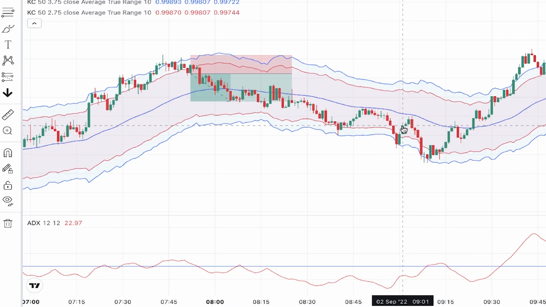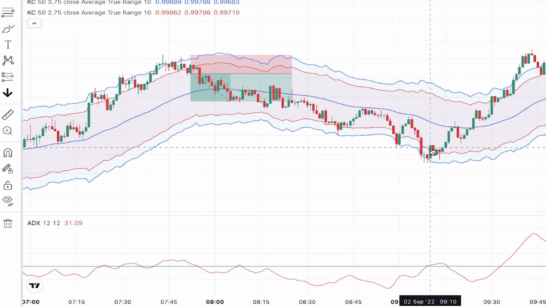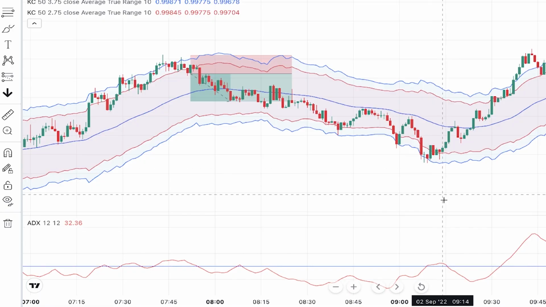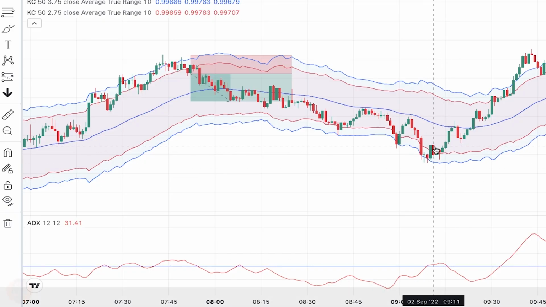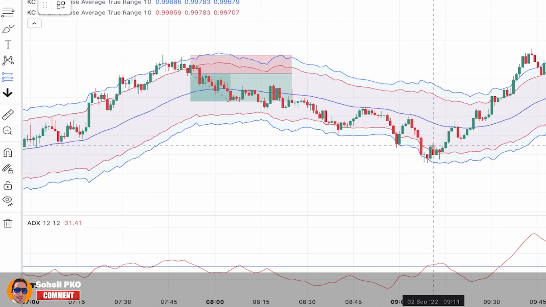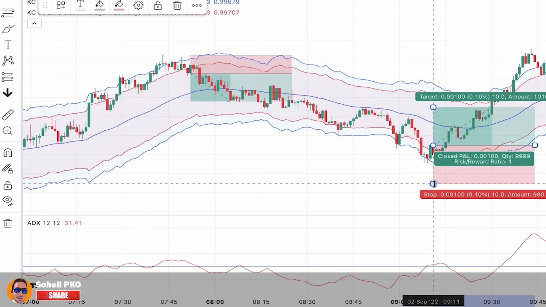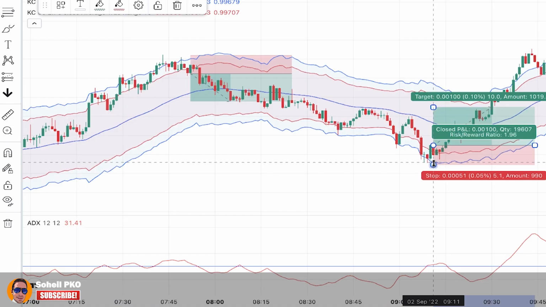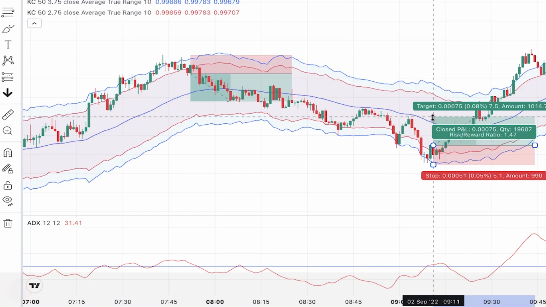And here at this point, after going beyond the blue Keltner channel, the price turned back and closed inside the red Keltner channel, and the ADX is above 30, which confirms advancing of the price, so we can open a long position here as the new candle opens. The stop loss for this trade is placed here below the extreme level, and the profit of this trade is taken at 1.5 risk to reward ratio.